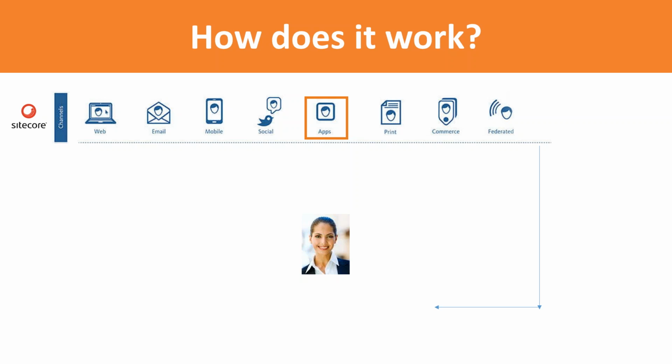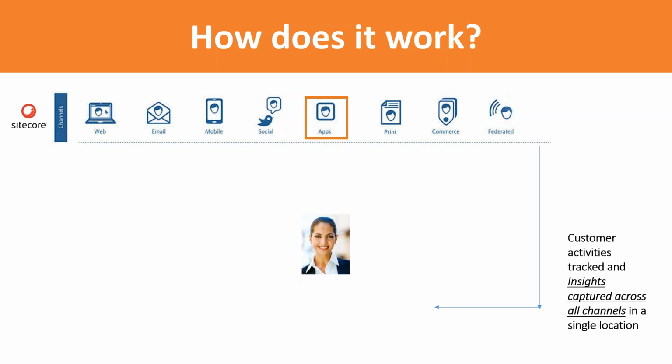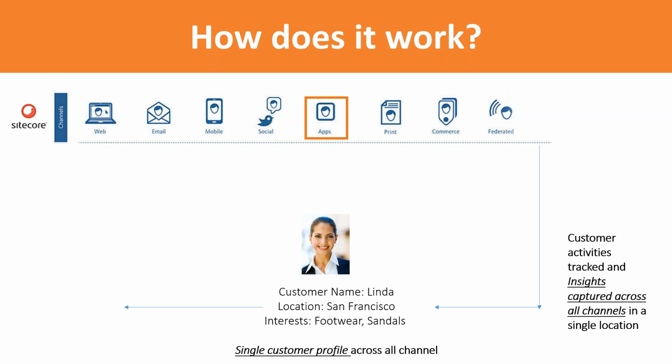Your customer, say for example, accesses different channels which are built on Sitecore, and all of the customer activities are tracked, and the insights are captured across all the channels in a single location. And that's how Sitecore works. And I think all of you who are already with Sitecore would completely understand it. And what you get is a single customer profile across all channels, where you would have details about the level of engagement that the customer has, the interest that the customer has. You probably even know the location and the name of the customer, right?